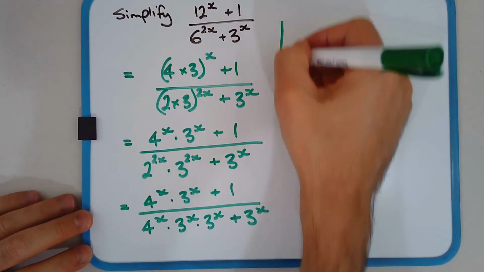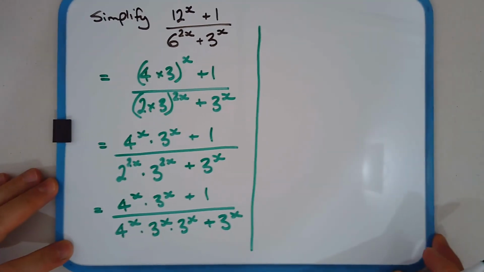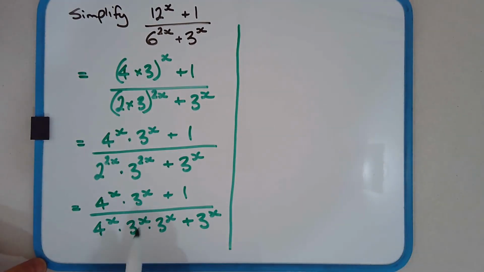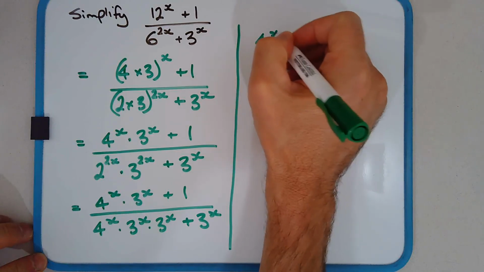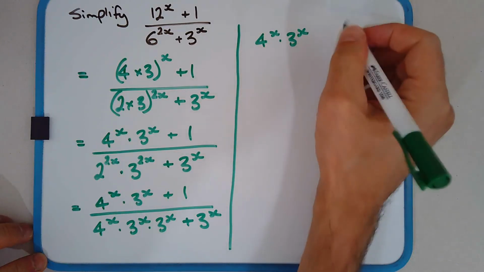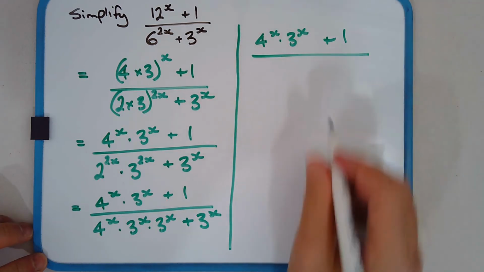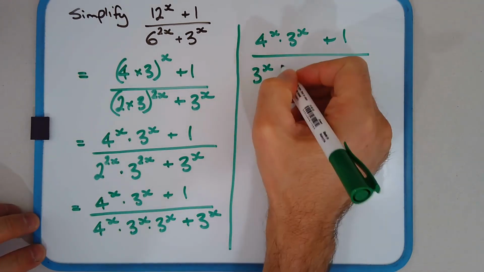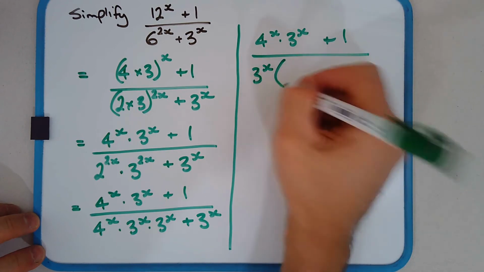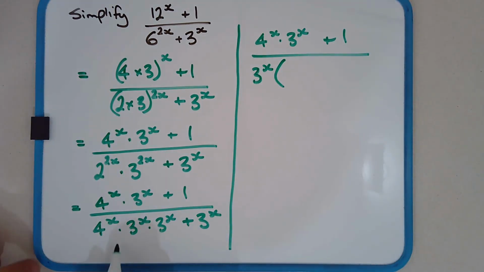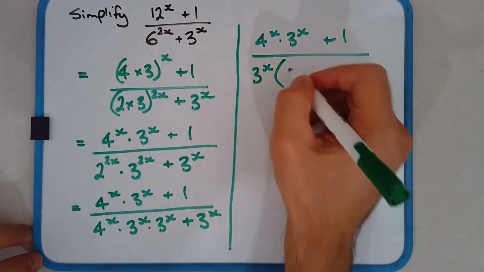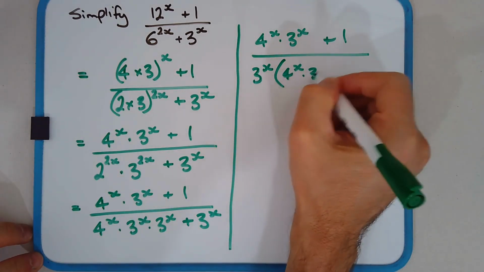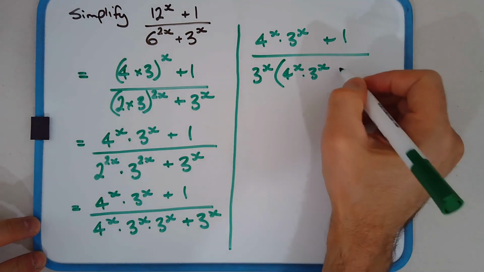I've run out of space there, so I might just go to the other side of the board. Okay, so just moving over here. The numerator we can't do much with, so let's just leave that alone for now. So 4 to the x times 3 to the x plus 1 over. Now, this is where the fun starts. Why don't we factorize out 3 to the power of x? Let's see what we have left. So we have 4 to the x times 3 to the x left, plus 1.